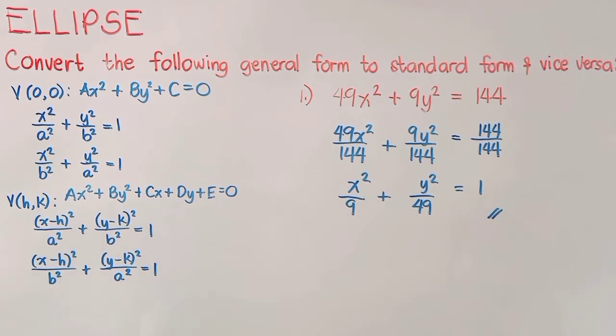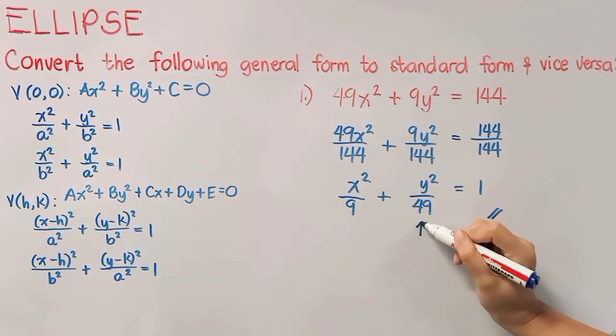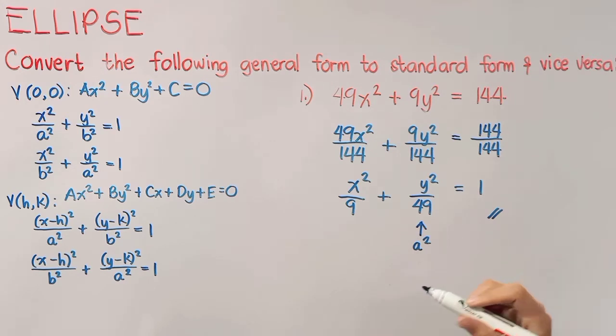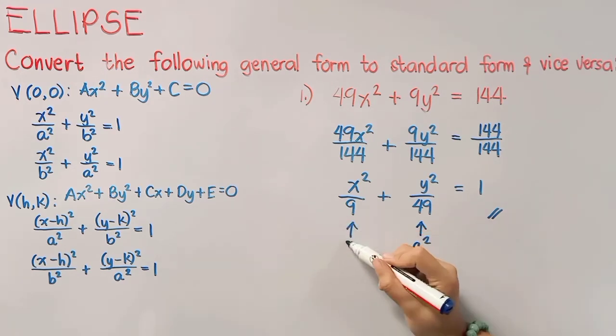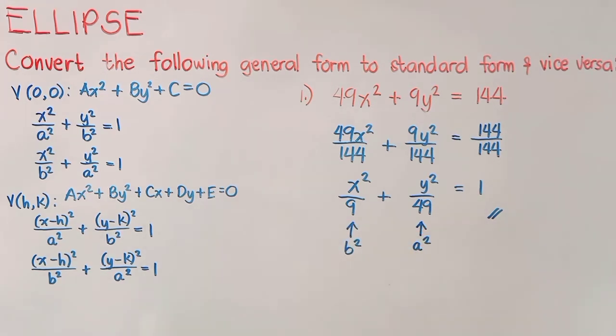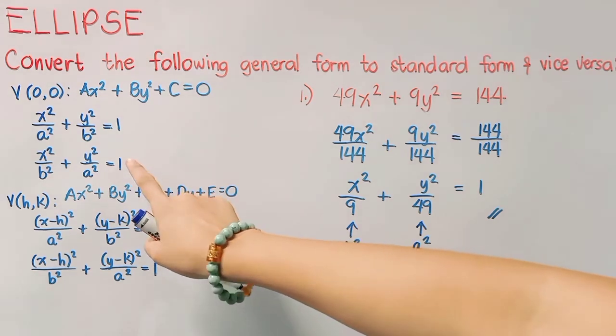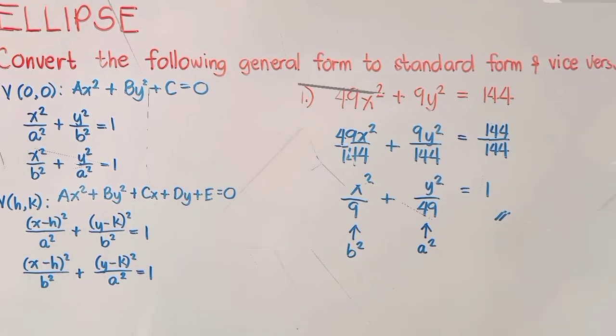Now you might be wondering, which one here is our a squared and our b squared? Just remember that the bigger denominator is our a squared, and the lesser one is our b squared. So we have actually formed this standard form.